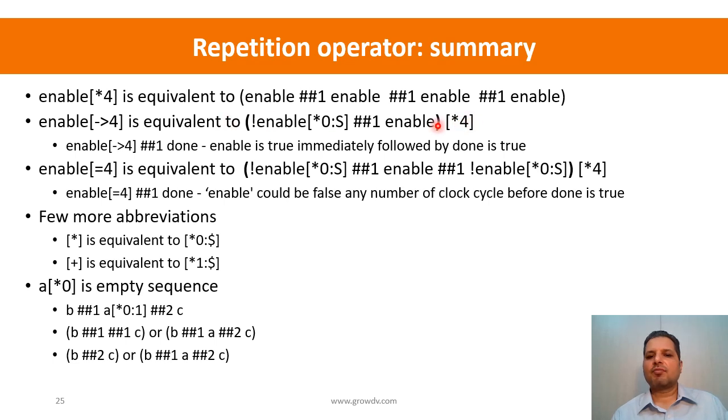So 4 times if I repeat, imagine this is 0, and then it goes 1, and then it can again go 0. Okay, and then again it goes 1. Like that 4 times it can happen, but at the last one the enable should be asserted.